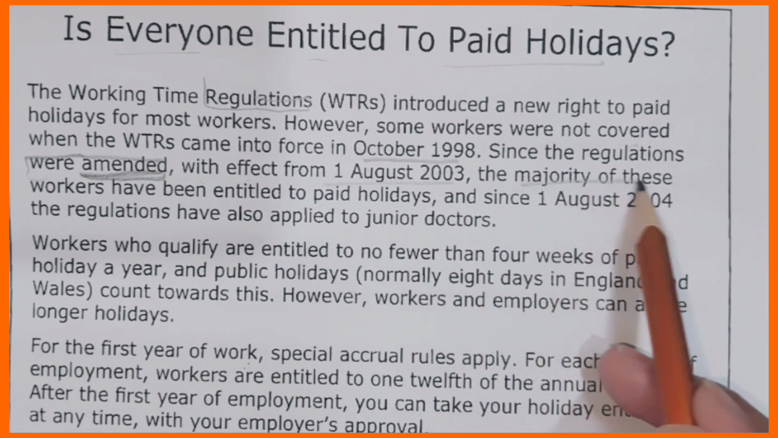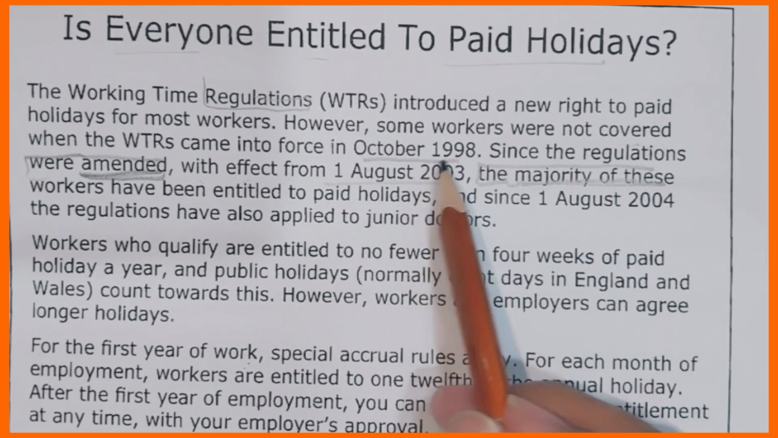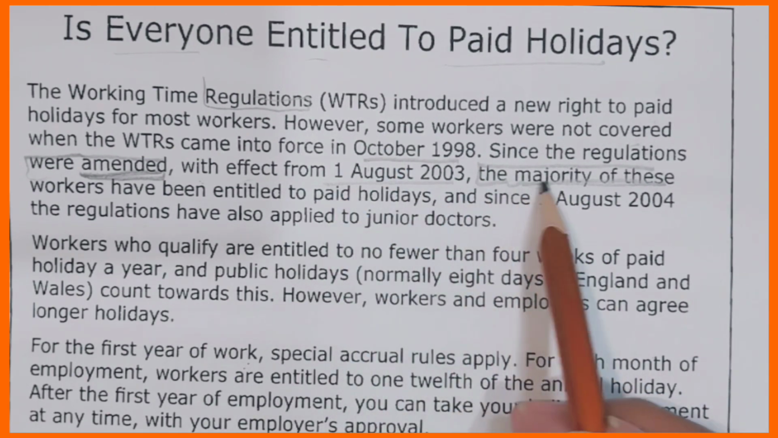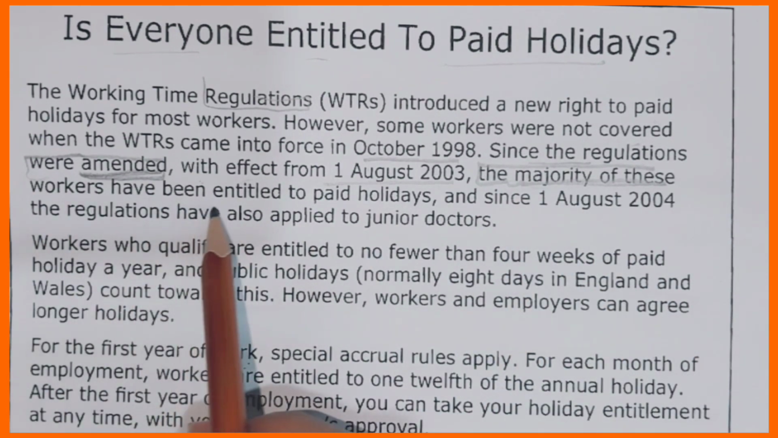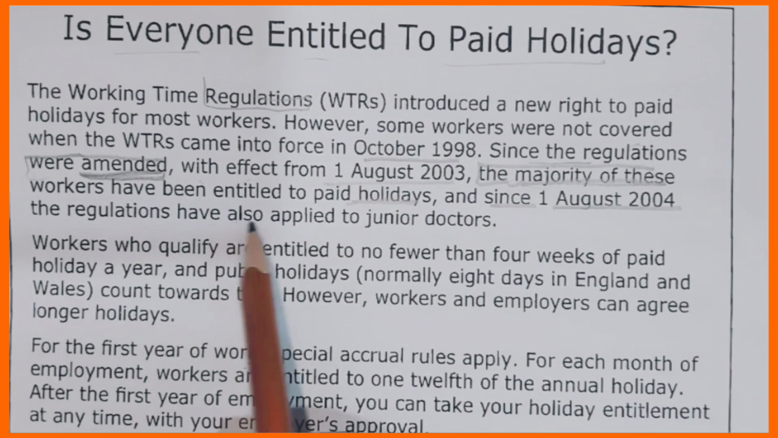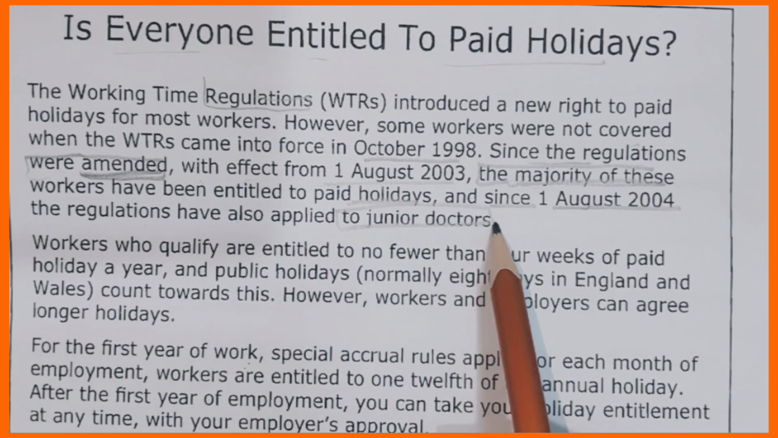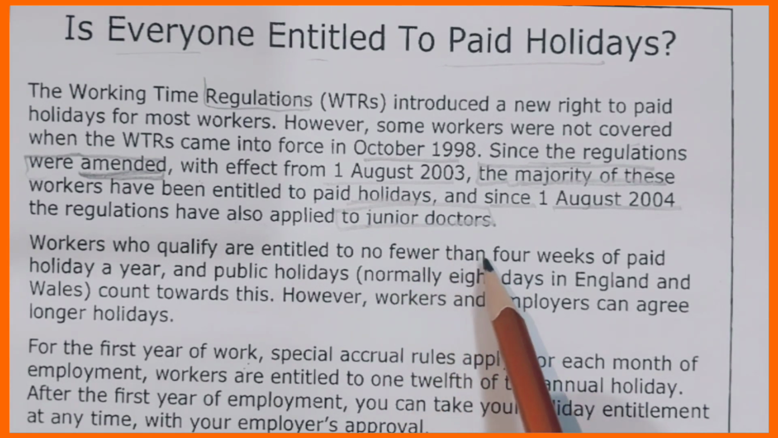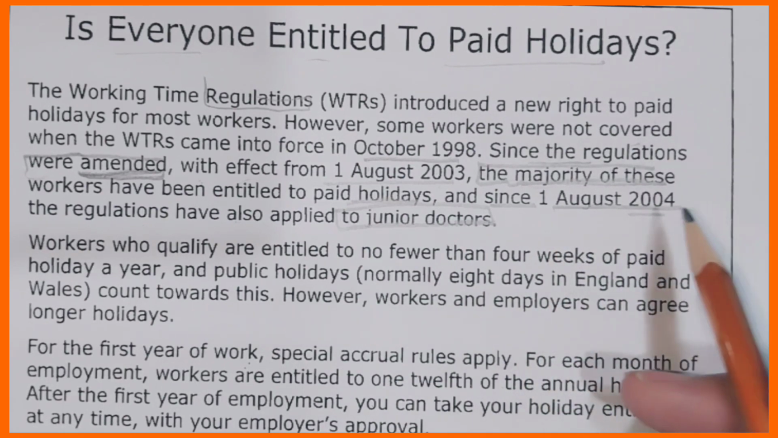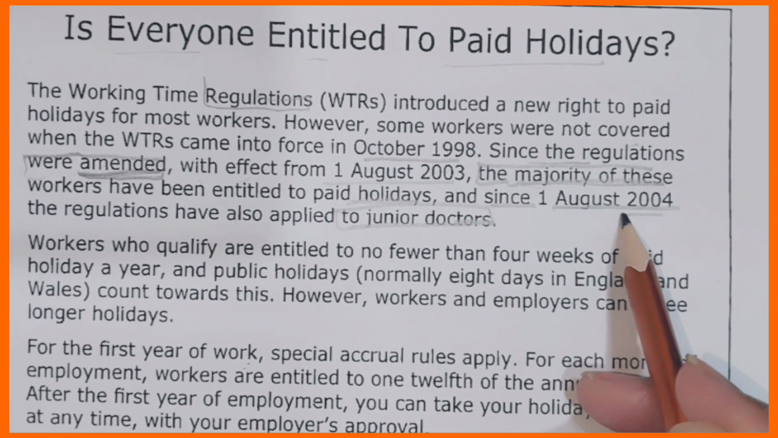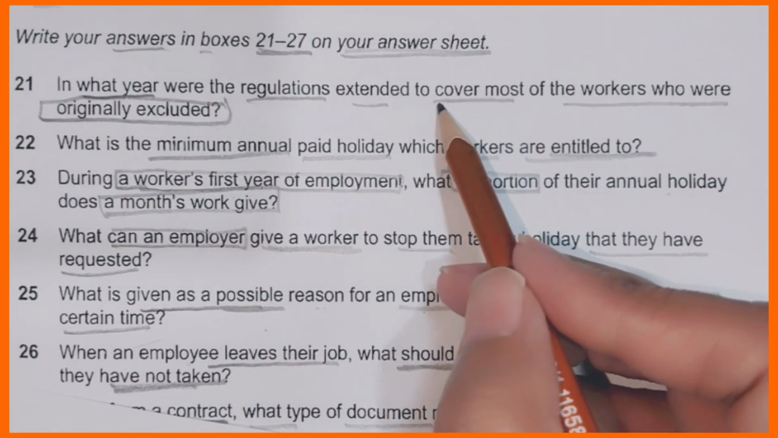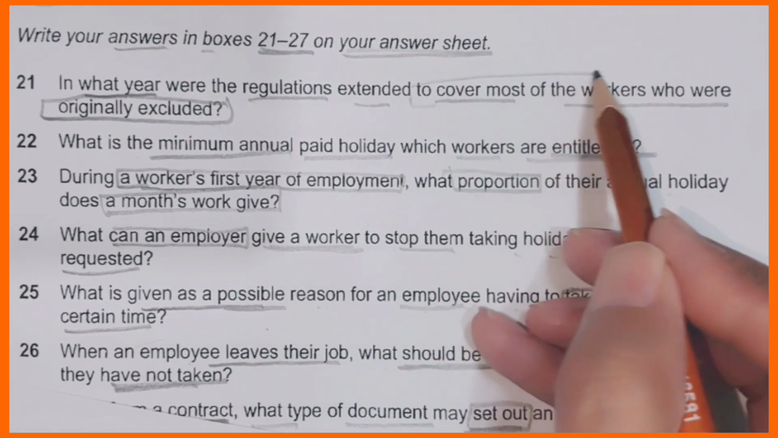The majority of these were excluded in 1998, but in 2003 the majority of these workers have been entitled to paid holidays. And since August 2004, the regulations have also applied to junior doctors. Now there is confusion here because two years are here: one is 1st August 2003 and the other is 1st August 2004. People will usually go for 1st August 2004, but I will tell you how you can get the correct answer, because they are talking about regulations extended to cover most of the workers.